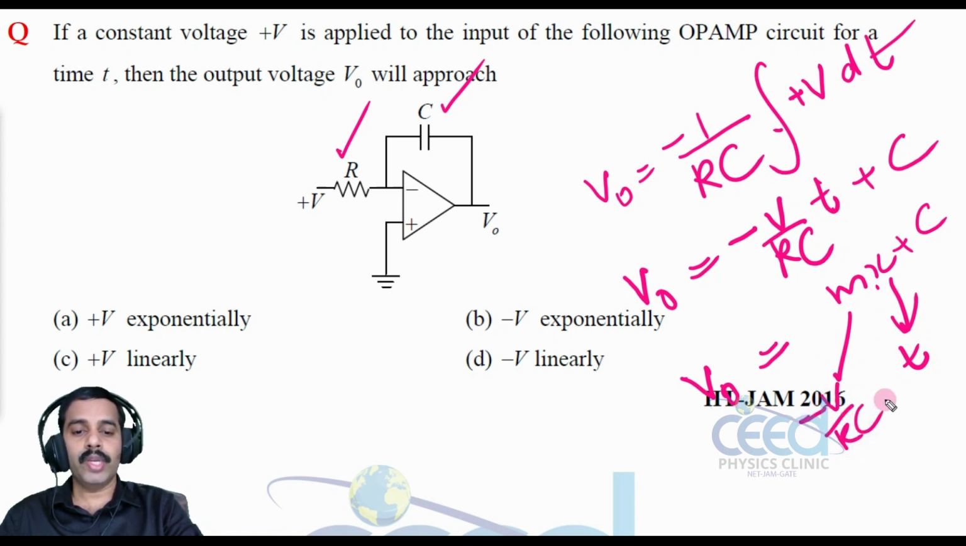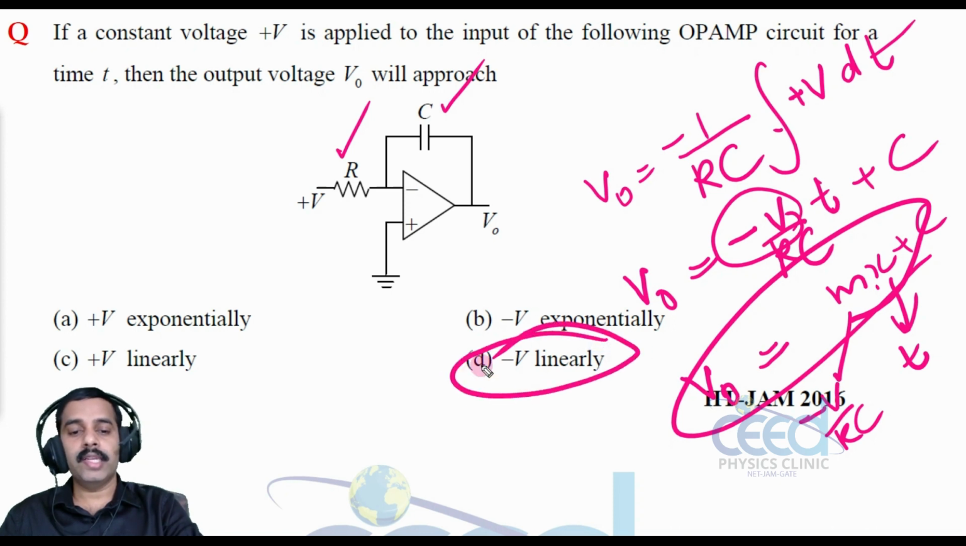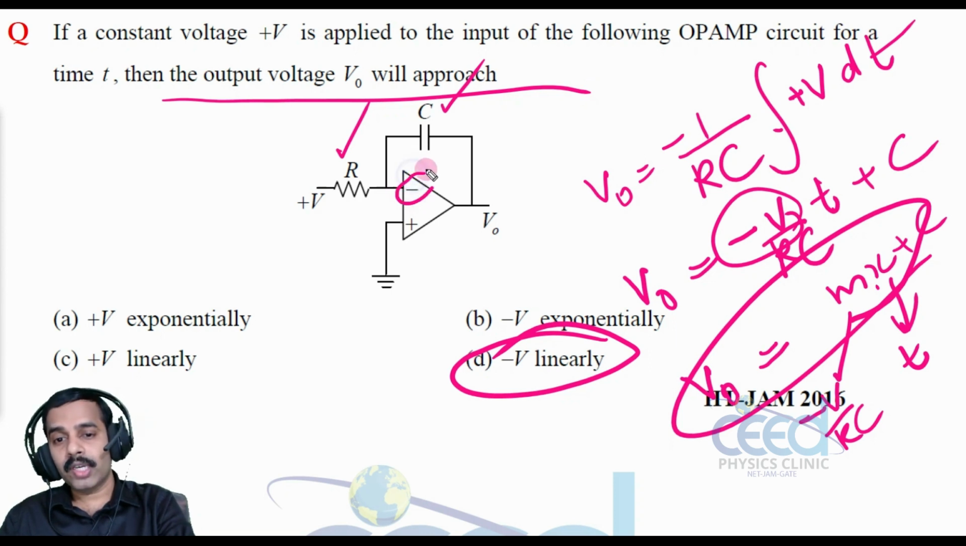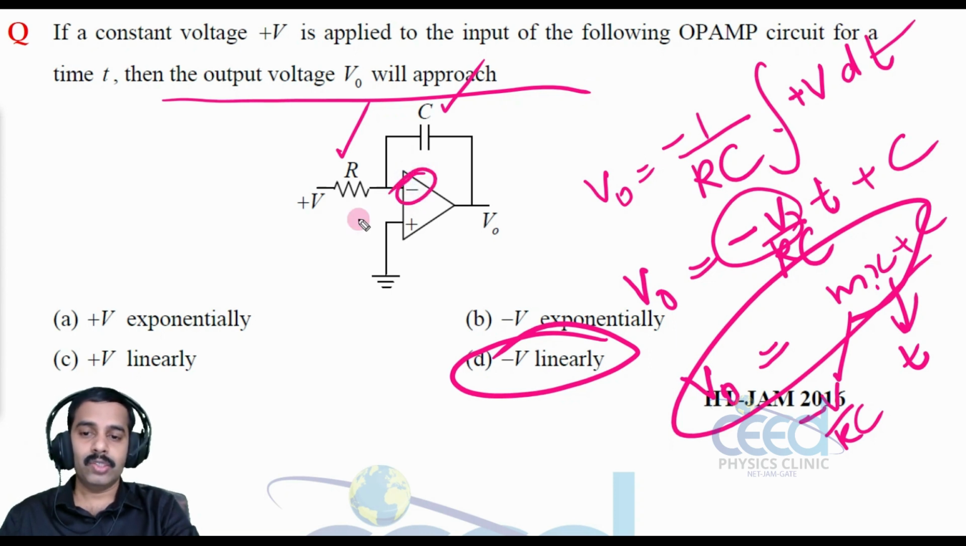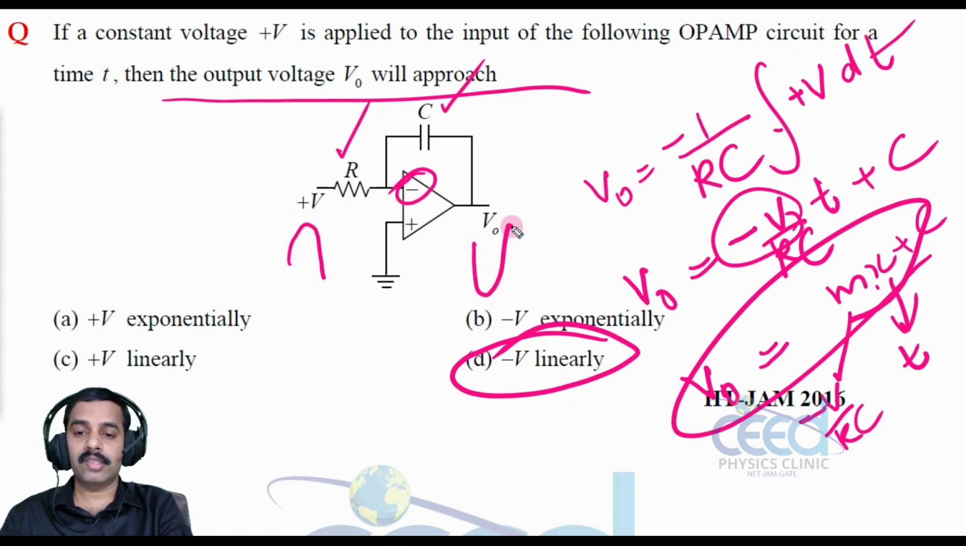So the voltage is varying. We have a negative voltage that is varying linearly, because mx plus C is the equation. So it is minus V linearly, right? The output voltage varies in accordance with the negative of the input voltage. Why the negative sign? Because it is an inverting operational amplifier. So whatever positive half cycle you give here, you will get a negative half cycle here. It is an out of phase condition, right?